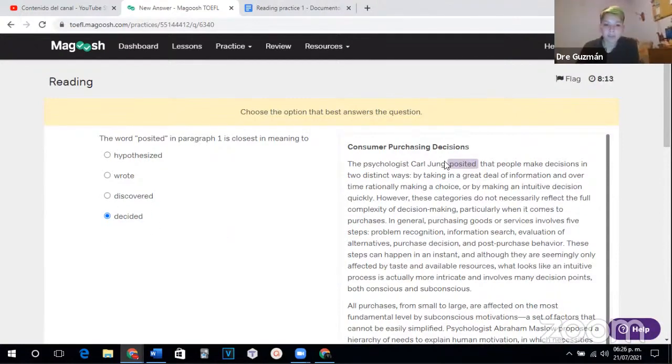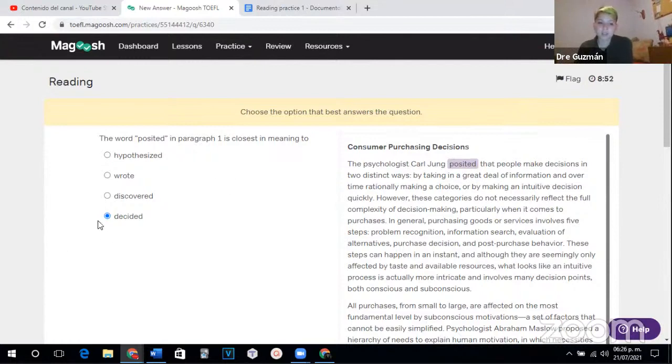Okay. What makes you think that? Why wouldn't it be, for example, hypothesized? Because it talks about two types of ways. Mhm. And after that, it tries to explain why people act like that. So it's trying to say the reasons, maybe. Mhm. So decided, I think it's an option. But who does this action?